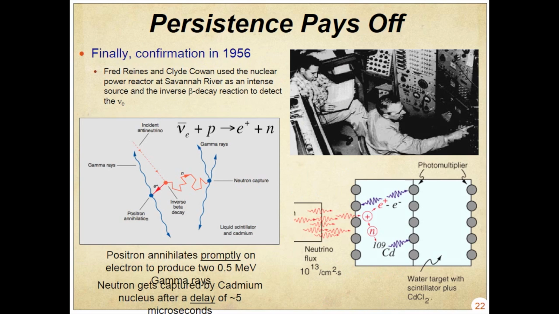They used nuclear power reactors. So these guys, Reines and Cowan, who went on to win a Nobel Prize for this work, they did this inverse beta decay reaction. So the antineutrino, which is actually what's made by a power reactor, comes out, hits a proton, which does the reverse of that decay, spits out a positron and a neutron. So this is the antimatter particle of the electron.